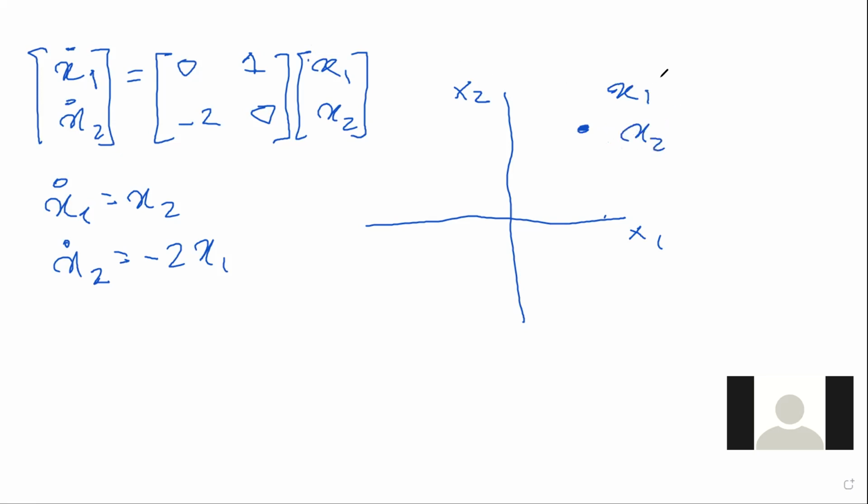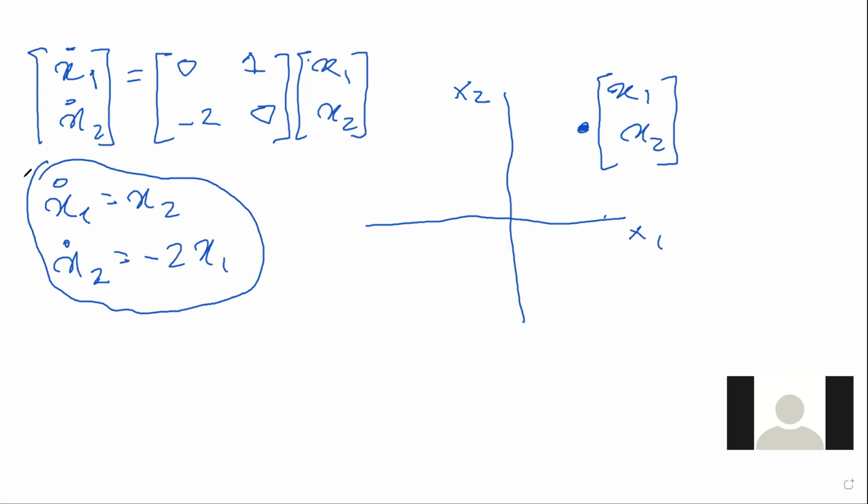x1, x2. This specific point, say 2, 3, or whatever you want. Where are you going? You are going to move in some direction. Where are you going to move? Up and left. Why? What is the thing in the differential equation that tells you that?